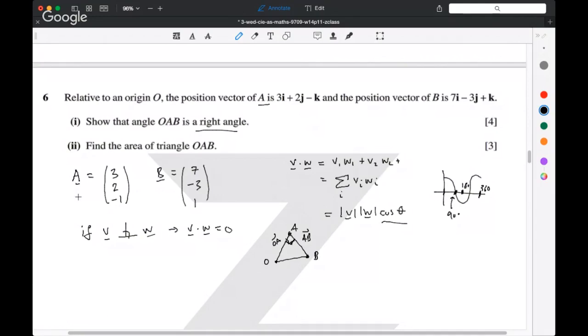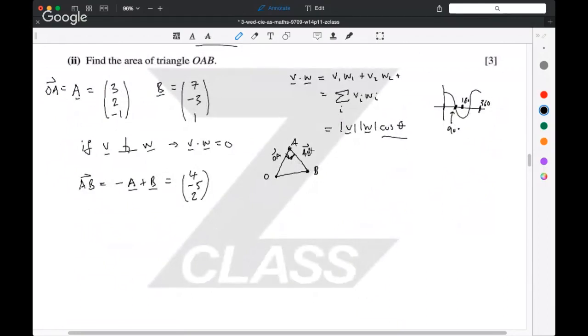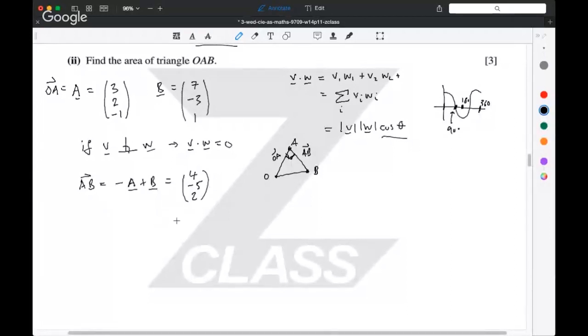Well, we have OA, right? That's just A. This is the same thing as OA. But we don't have AB yet. But as I said in a previous question, AB is just equal to minus A plus B. So in this case, that's going to be equal to 4, minus 5, 2. Now I take the dot product between OA and AB, and I will show that it's equal to 0, and therefore that the cosine of theta must be 0, and therefore that the angle between them must be 90 degrees.